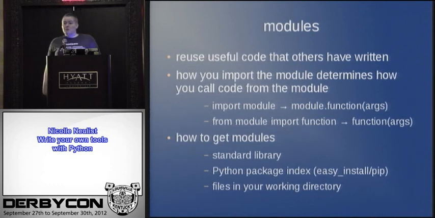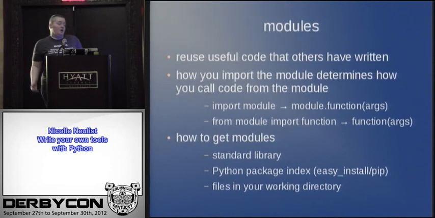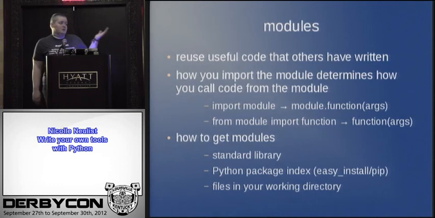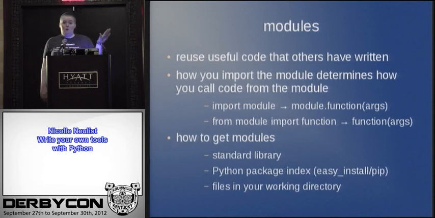How do you get modules? There are 3 ways to get modules into your code. One is the standard library, which is the first one that we're going to talk about. 2 is the Python package index, which is a set of modules that other people have written that are not part of the standard library, but they are freely available. I mean, Python is open source software. These modules that you can get with easy install or pip are also generally free and open source software.